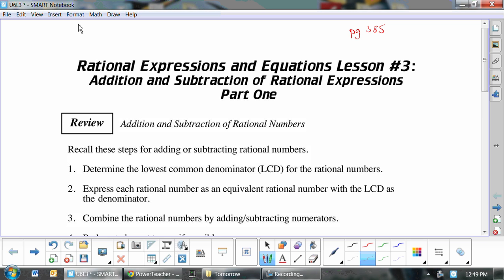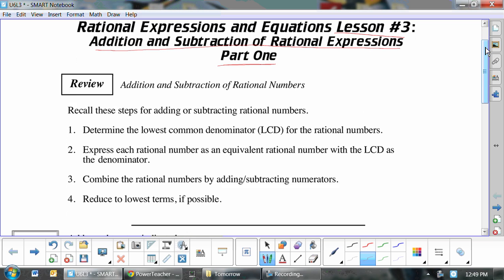Okay, so lesson number 3. Today we are adding and subtracting rational expressions. And if you notice, this is part 1. So today's kind of like the easy stuff, and then tomorrow it's going to get harder. So really use today's homework time to work on the homework, because if you have problems with what we're learning today, tomorrow is going to be really difficult.